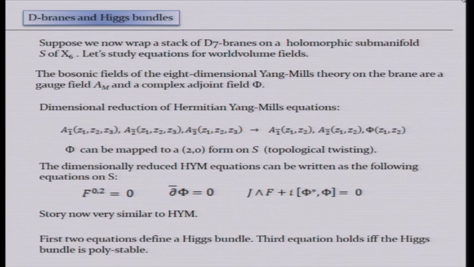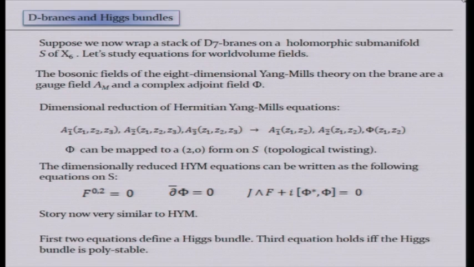And this equation, well, good luck trying to solve it. But it's equivalent to saying that the Higgs bundle is polystable, where the slope of a Higgs bundle is just the slope of the bundle. Even the proof uses Donaldson, Uhlenbeck, and Yau. Yeah, so it's completely analogous.